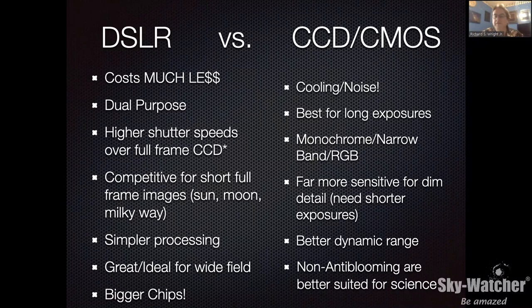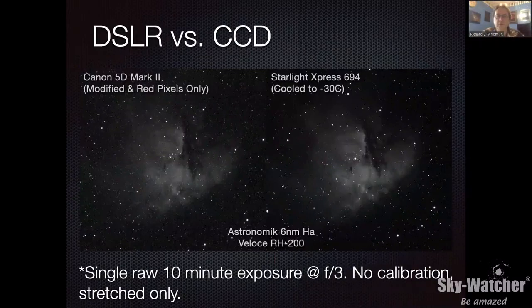Another thing that really significantly improves the performance of your camera is to cool it. I shot this with my FSQ Veloce one night. I took a photo with one of my DSLRs, a 5D Mark II, it's been modified. So this is the HA data. I took only the red pixels, so none of the green or blue pixels were contributing noise, because that's all you get with HA if you're doing an HA filter in front of a modified camera. The blue and green pixels are worthless.